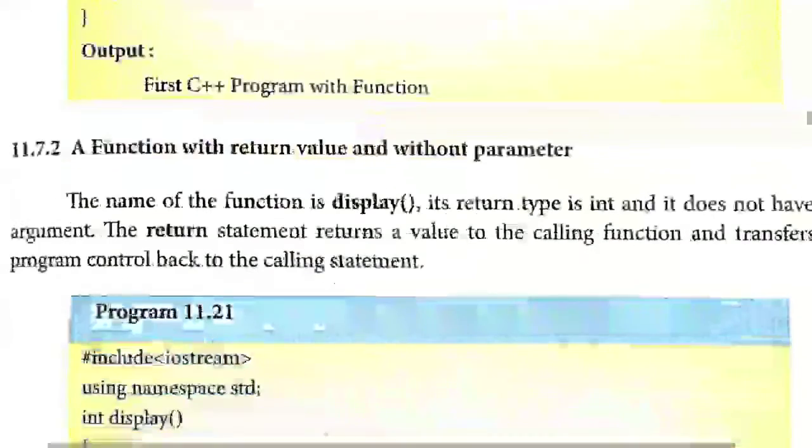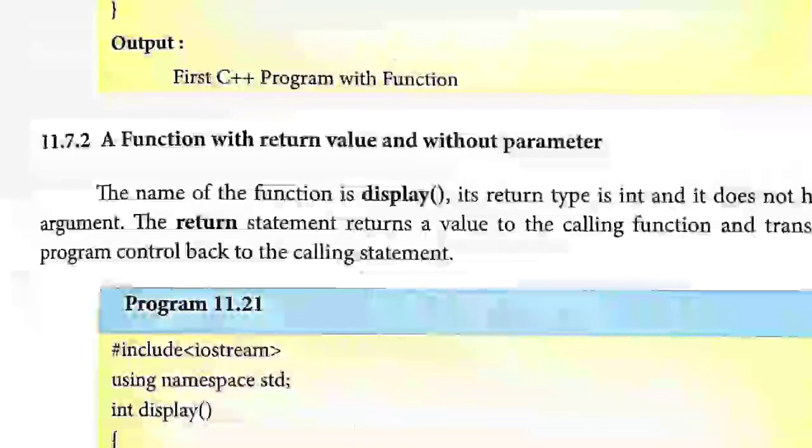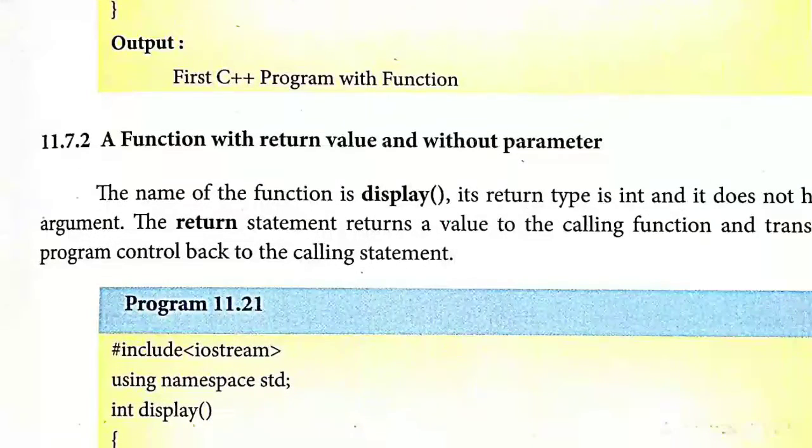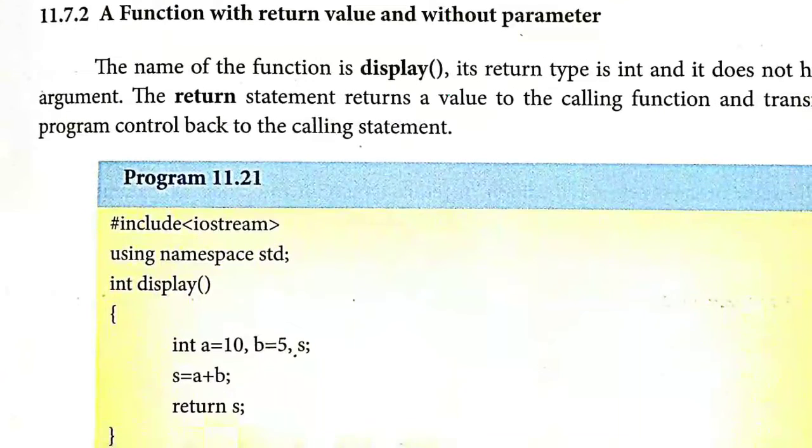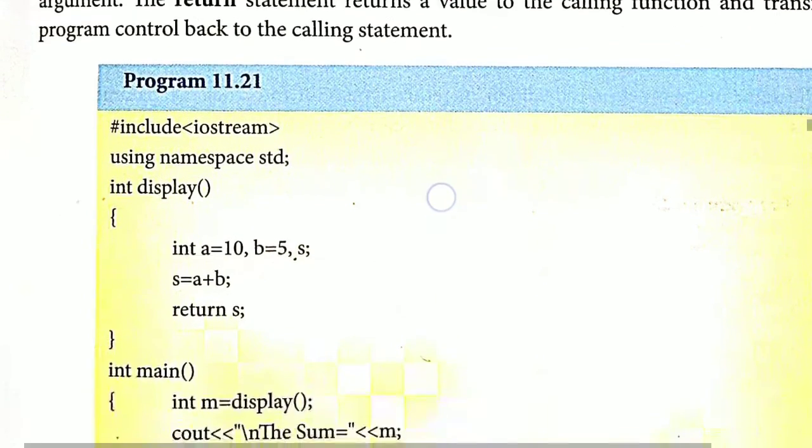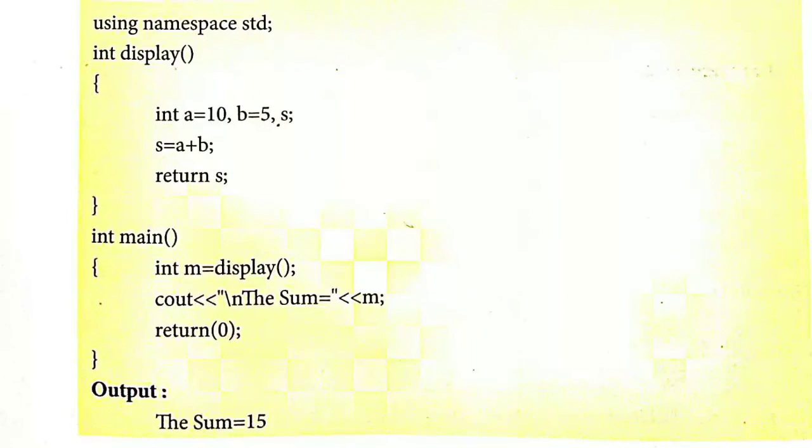The next is the function with return value and without parameters. No value is received from the main function by the function, but a value is transferred from the user defined function to the main function. Here you can see that int m is equal to display is called, so the control will be transferred here. All the values are present inside the user defined function display itself: int a is equal to 10 and b is equal to 5, s is equal to a plus b.